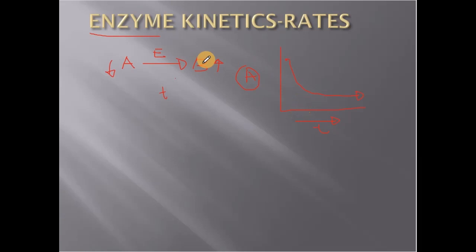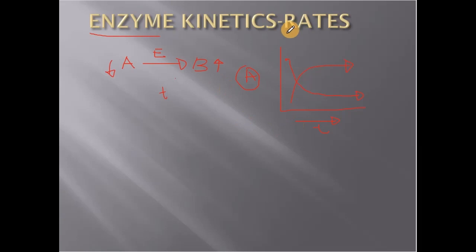Inversely, the product concentration will increase. So let's say it starts from 0 and keeps increasing in that manner. So this is a typical rate curve. The rate, or the slope of this curve, gives you what you call the rate of a reaction.